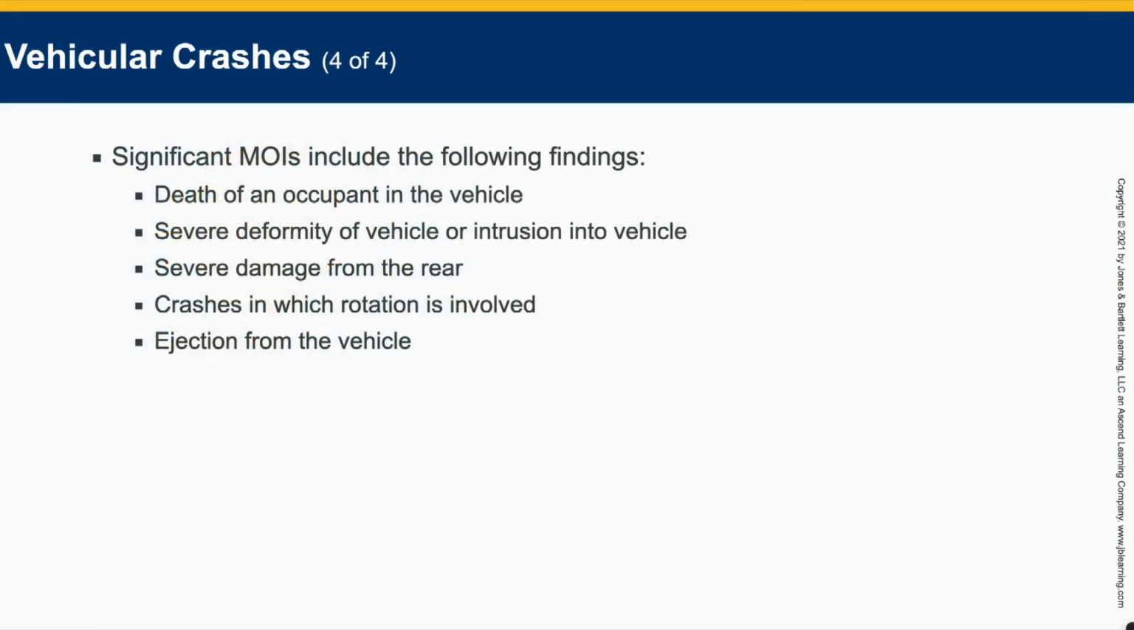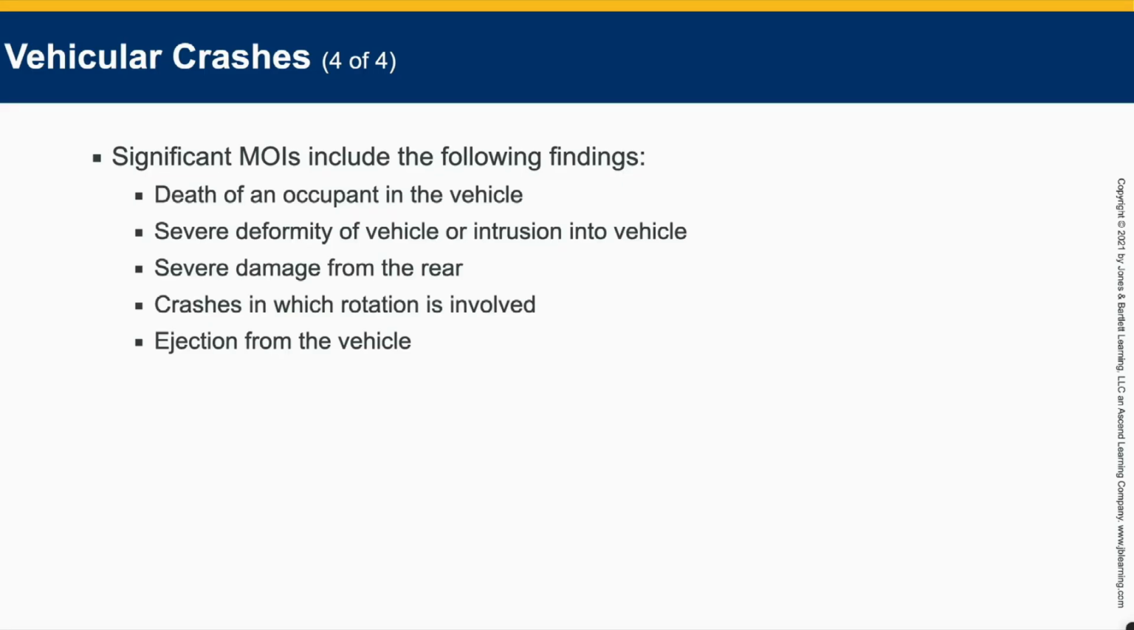So let's wrap up vehicle crashes by talking about significant mechanisms of injury, those red flags that should immediately raise your concern. If there's been a death in the same vehicle, you should automatically assume a high energy event with serious potential injuries. Severe deformity of the vehicle or intrusion into the passenger compartment, that's another big one, because that means the space that your patient was sitting in was compromised.